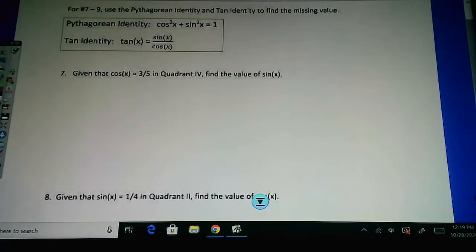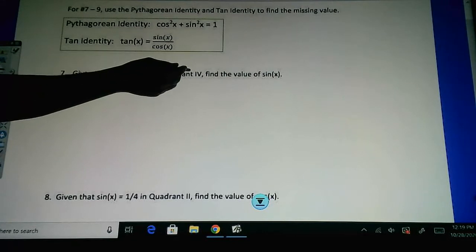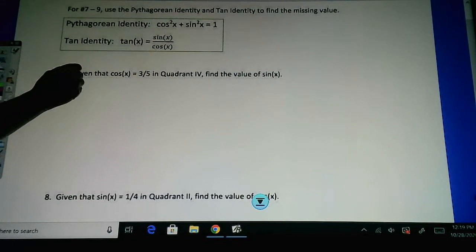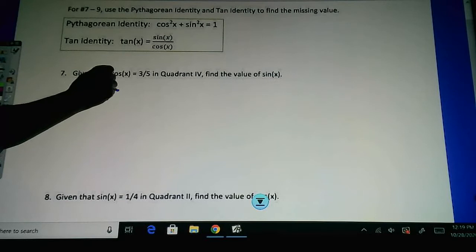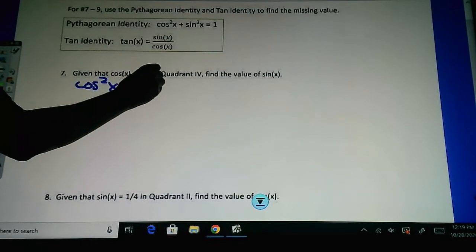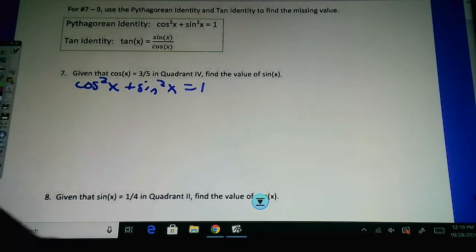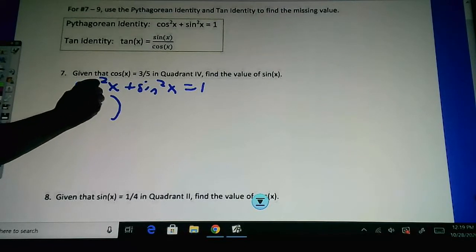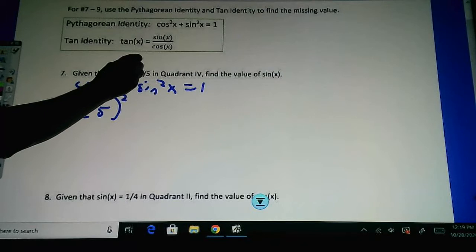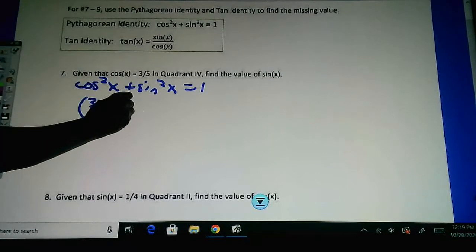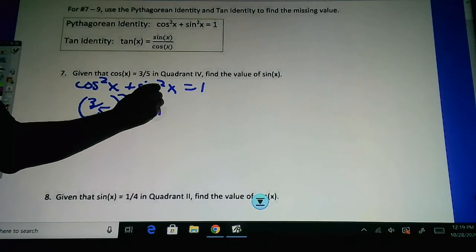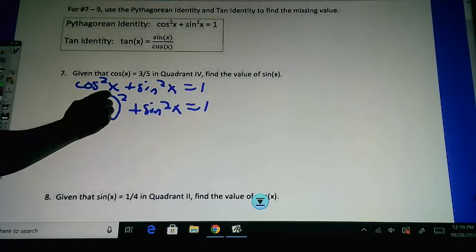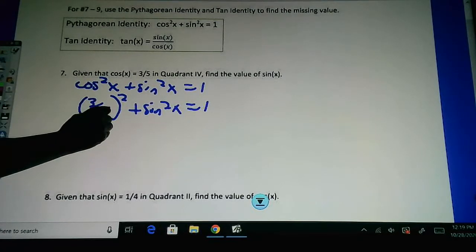What you're going to do is write down the rule. So if they give you cosine and want you to find sine, go ahead and write down the rule: cosine squared plus sine squared equals 1. They tell you cosine is 3/5. So you can put in 3/5, but you have to square it. That's what that power 2 means there. 3/5 squared is 9 over 25.